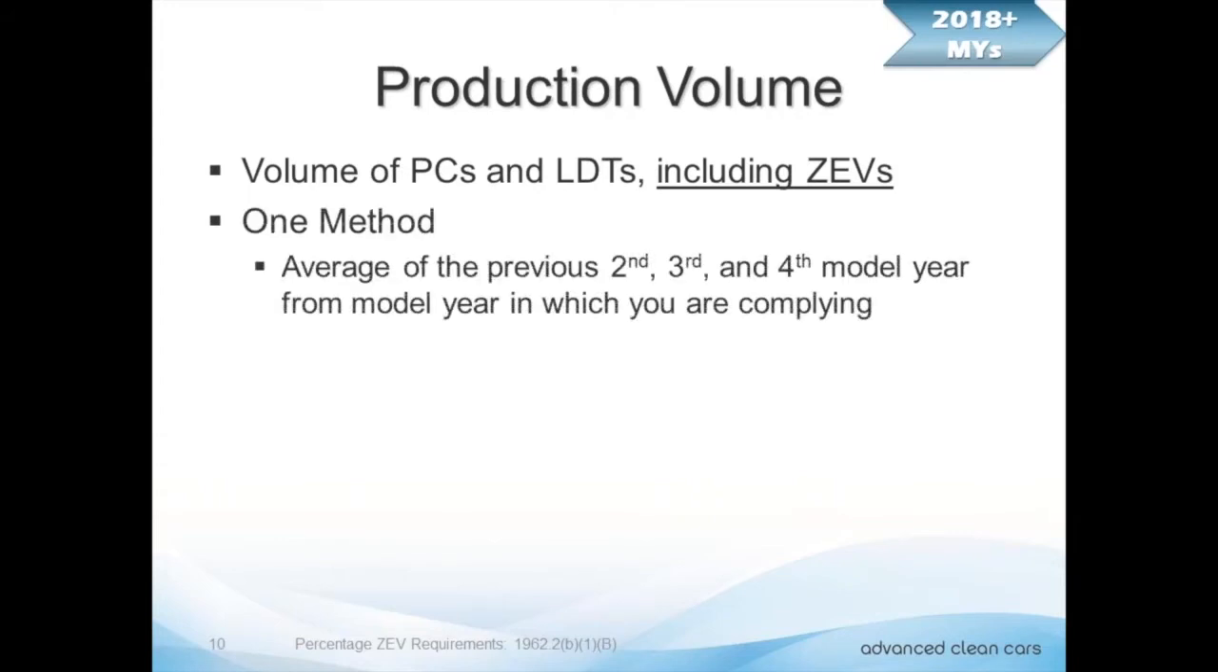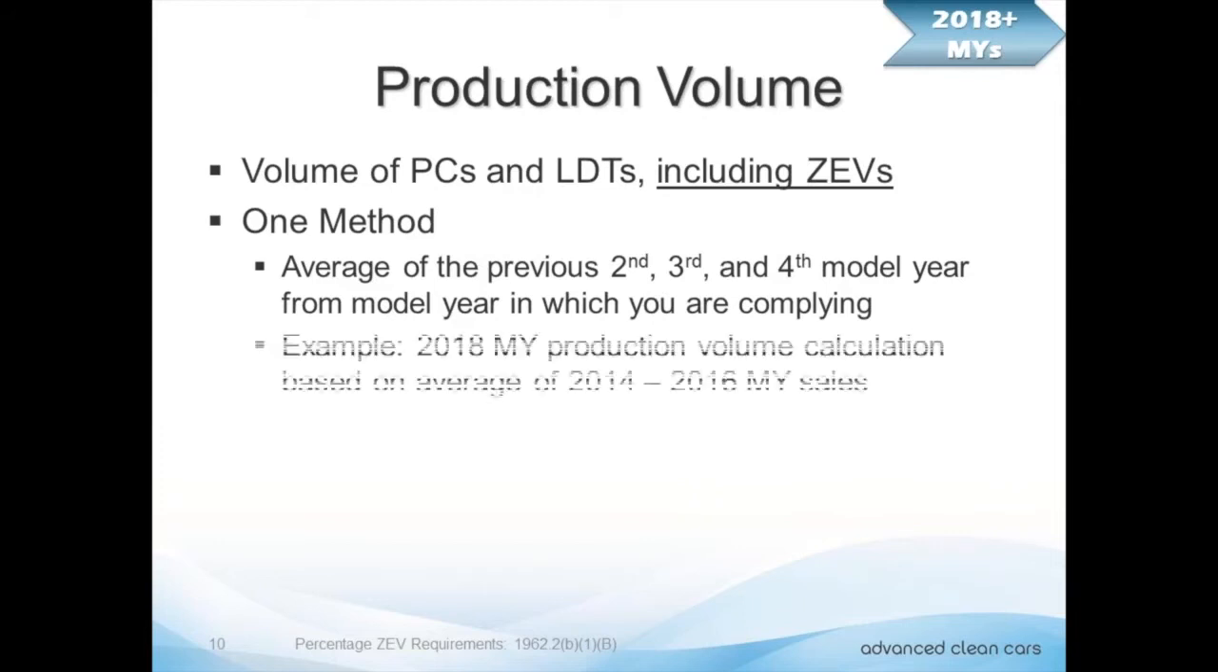Starting in 2018, manufacturers are required to use production volume data from the second, third, and fourth previous model years. As an example, your 2018 model year production volume calculation will be based on your 2014 through 2016 model year sales. A manufacturer will no longer have the option of choosing its calculation method.